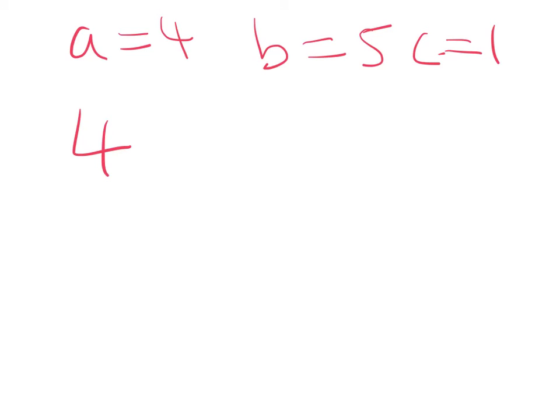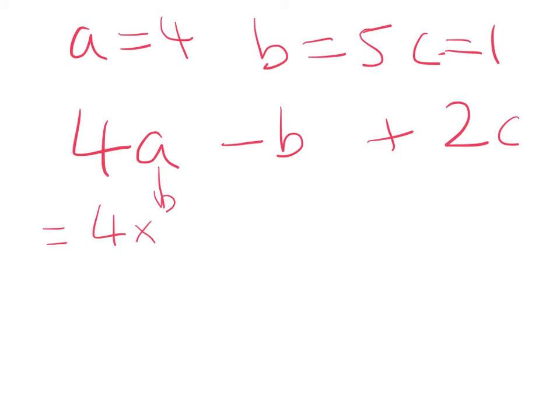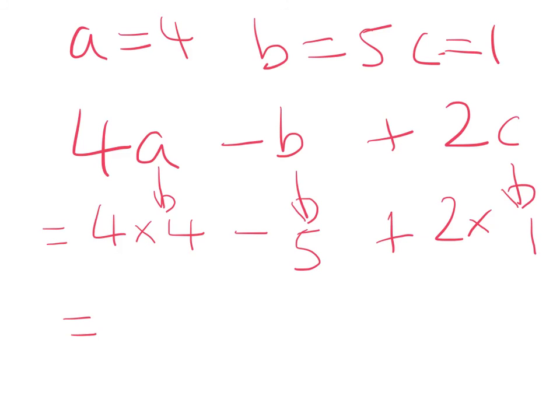If I keep the same values, a equals 4, b equals 5, and c is equal to 1. If I had the expression 4a minus b plus 2c, slightly more complicated, and this way we have to show the working clearly. Now we would have 4 multiplied by 4 minus b, which is equal to 5, and c is equal to 1, so it's going to be 2 multiplied by 1, so I have 16 minus 5 plus 2.